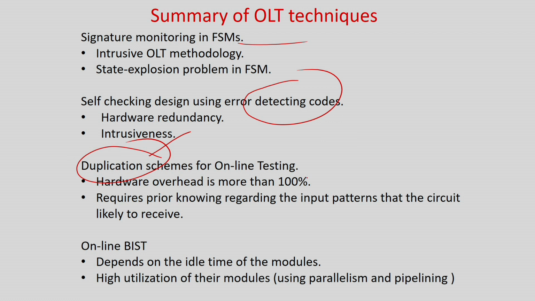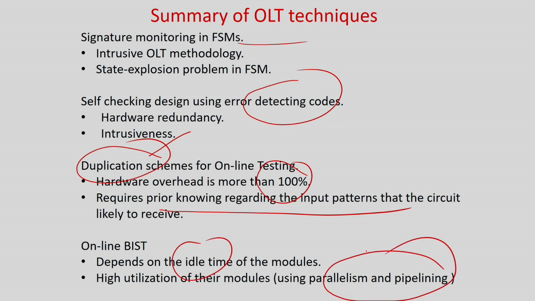But the problem is, if you go for pure duplication, the area overhead is more than 100%. If you go for partial replication, then you should have prior knowledge of the input patterns, etc. Online BIST is a very good solution, but the problem is that idle times are required, and in modern days, due to parallelism and pipelining, idle times are not there. By comparing them, you can find out that the duplication scheme is one of the best and most widely accepted schemes, because the area overhead is very high if you go for full duplication, so people are not going for full duplication.